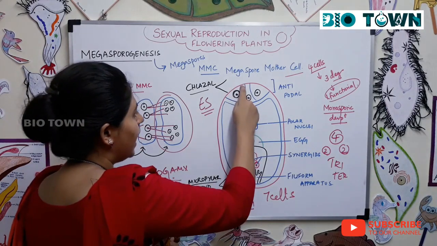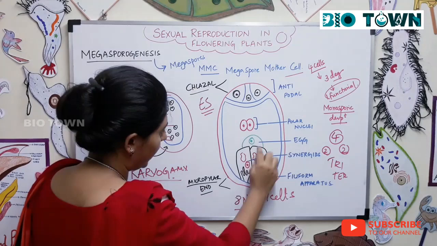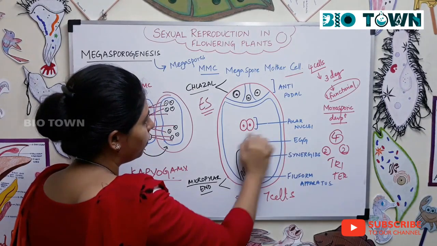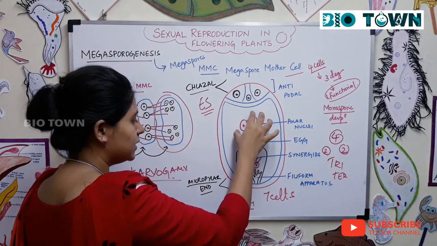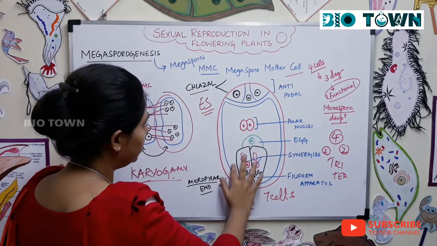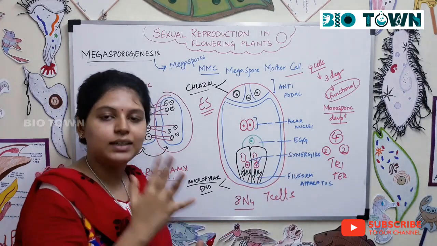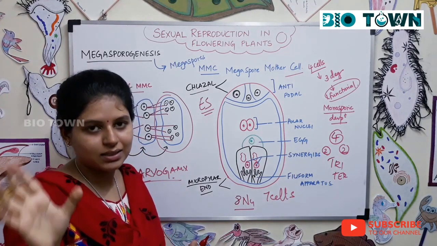Now 1, this has its own cell wall. 2, 3, 4, 5 and 6. But the polar nuclei are considered as a single cell because they are not surrounded by a cell wall. You consider this region as its cell wall, right? So it has an 8-nuclear stage with a 7-celled stage.